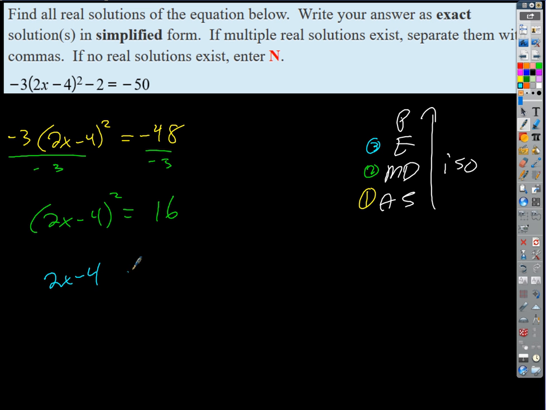So I'm going to get a 2x minus 4, and then over here, oh, plus or minus. Good, I have to have that plus or minus because I square rooted both sides, right? So I get plus or minus 4. Now notice that I didn't write the parentheses in there. Those are sort of optional at this point because I don't really need them. In fact, I would say they're not even optional. You get rid of them.